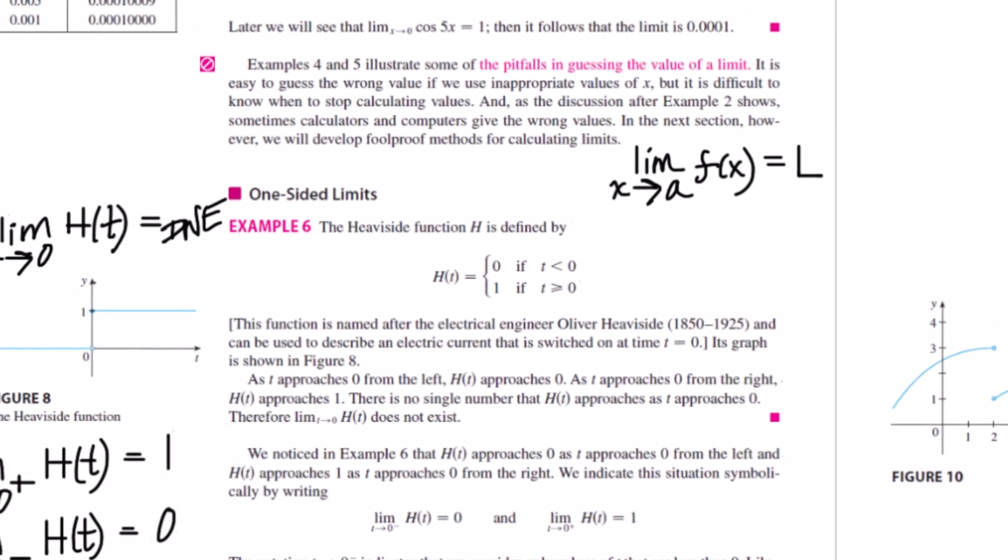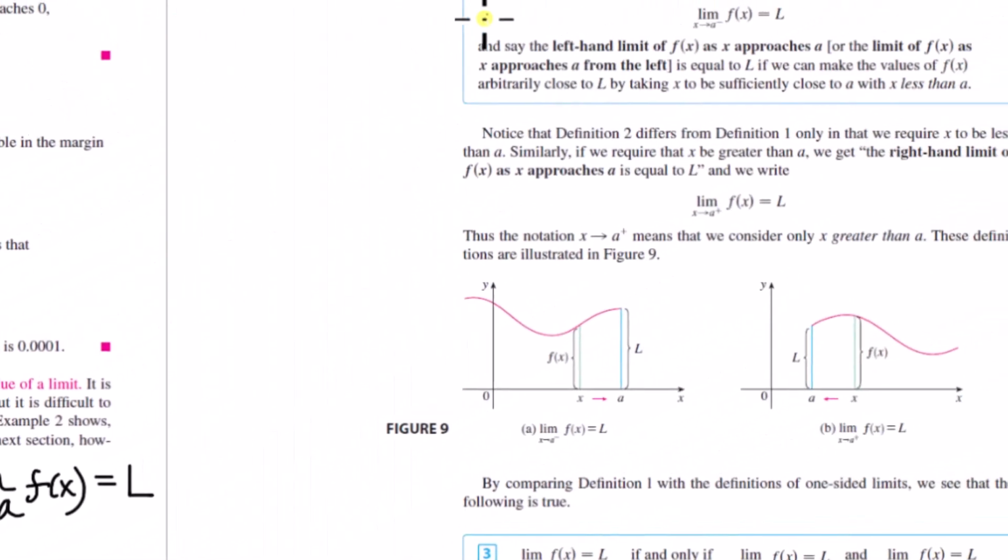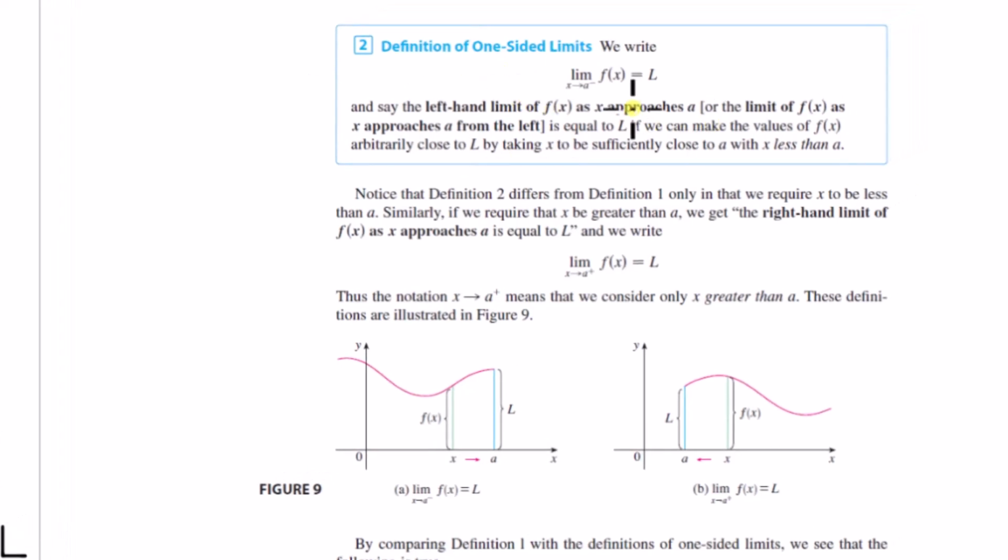Now, similar to what we did with the intuitive definition of limits in general in the previous video, we can think about an intuitive definition of a one-sided limit. We write that the limit as x approaches a of f of x is equal to some unique value L. We call this a left-hand limit first because we're approaching a from the left. This limit exists if we can make the values of f of x arbitrarily close to L by taking x to be sufficiently close to a with x less than a.